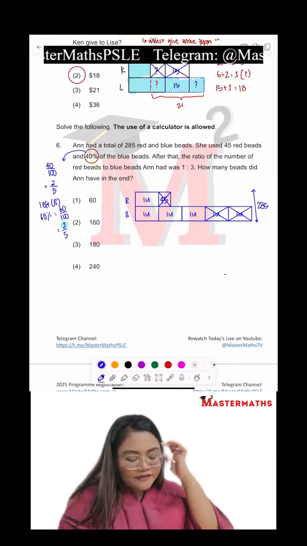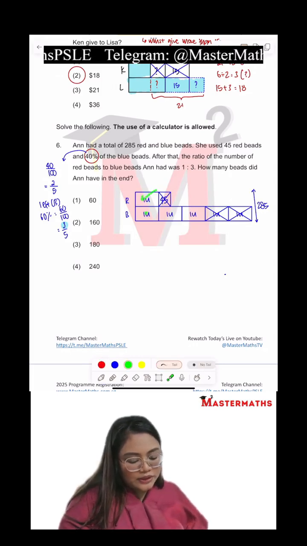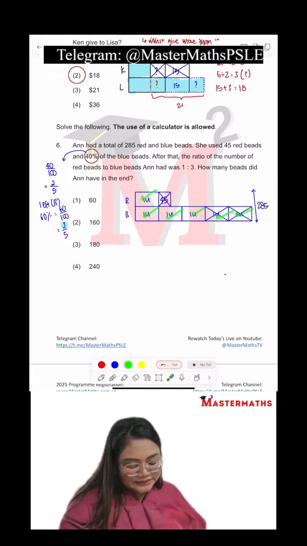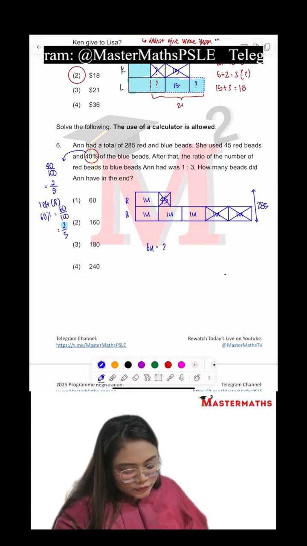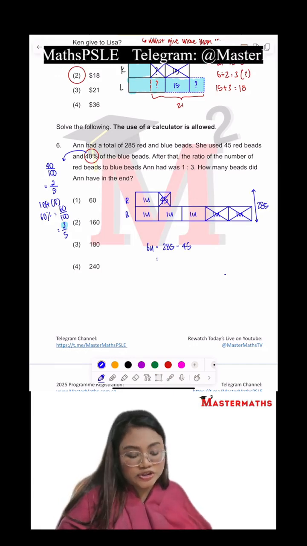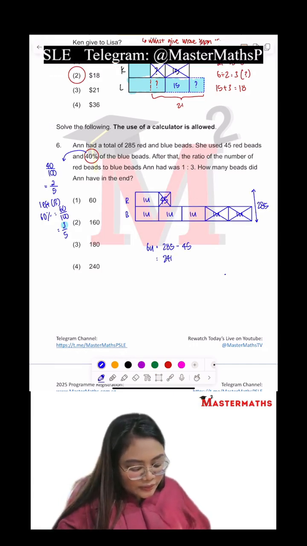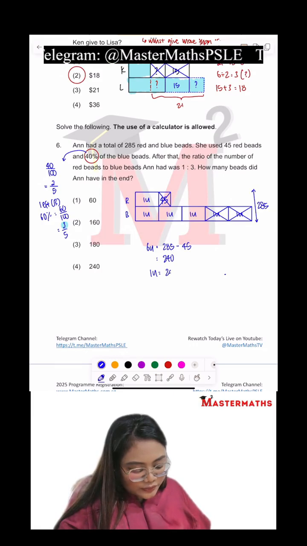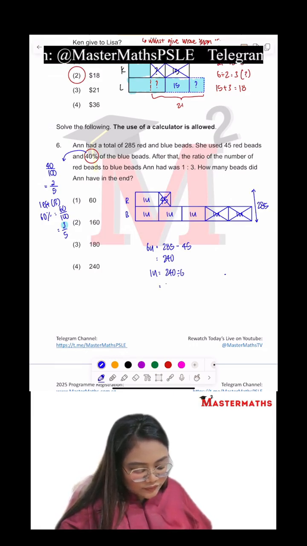285. Therefore, you just have to look at your units. 1, 2, 3, 4, 5, 6 units would be 285 minus 45. By the way, this is a 3-mark question. You will get 240. 1 unit will be 240 divided by 6 to give you 40.